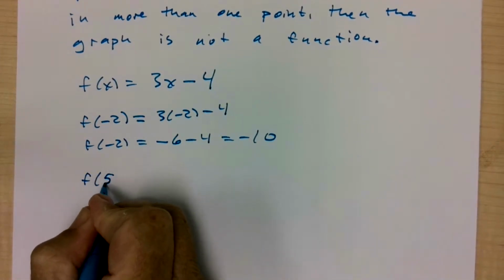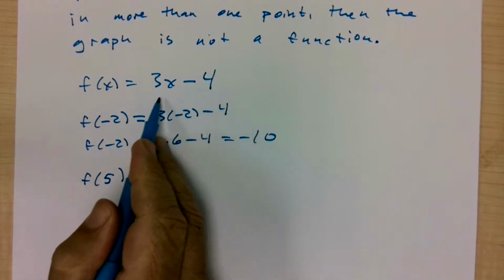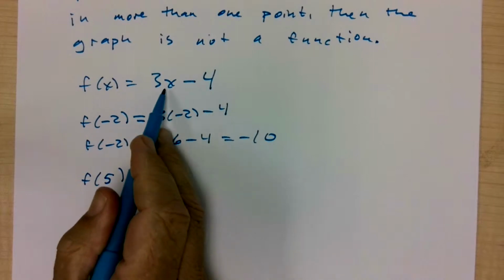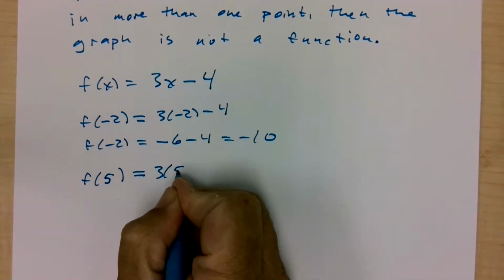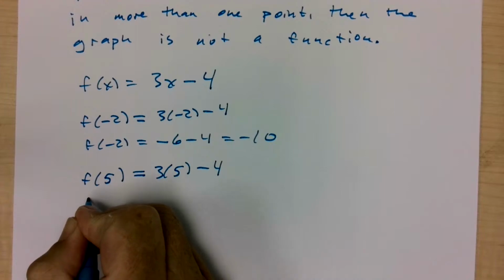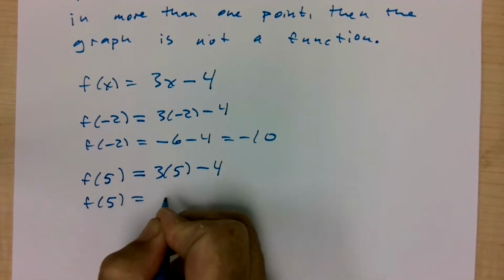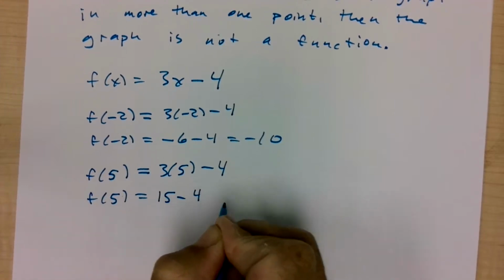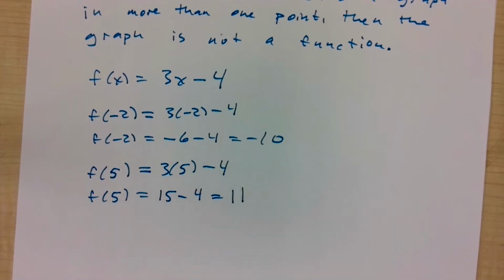You cannot have two answers for the same question and have it be a function. If I want to take a look at f of 5, remember f of x is 3x minus 4. We're going to plug 5 in for x. 3 times 5 minus 4. f of 5 is 15 minus 4, which is 11. So we can plug in values of the domain to get elements of your range.